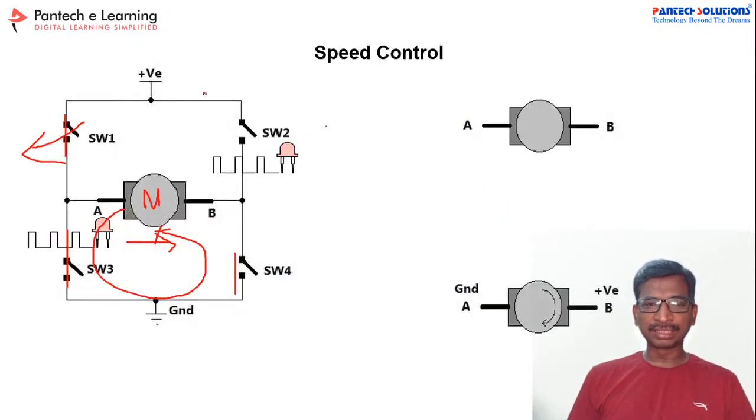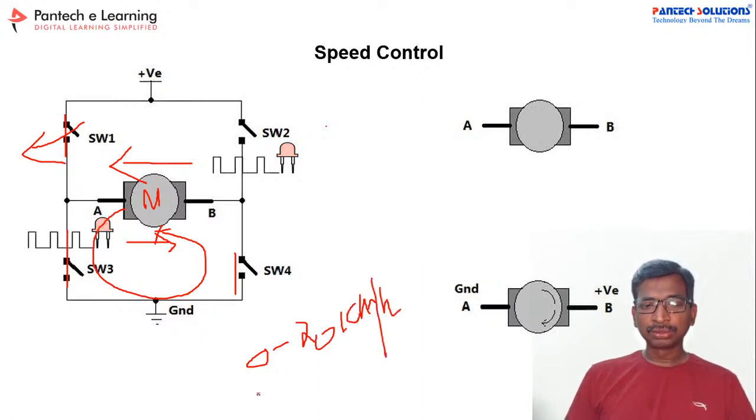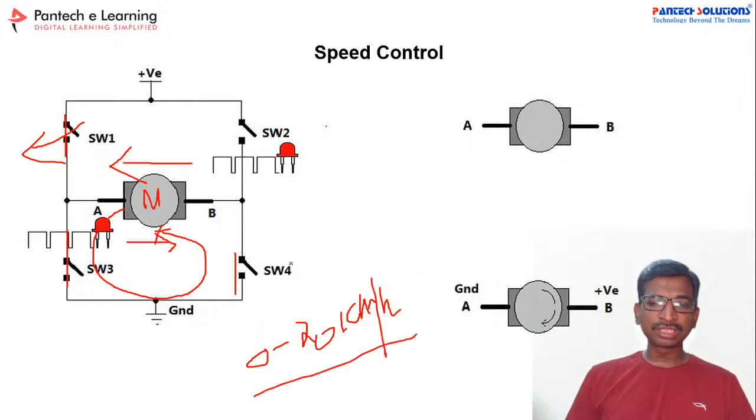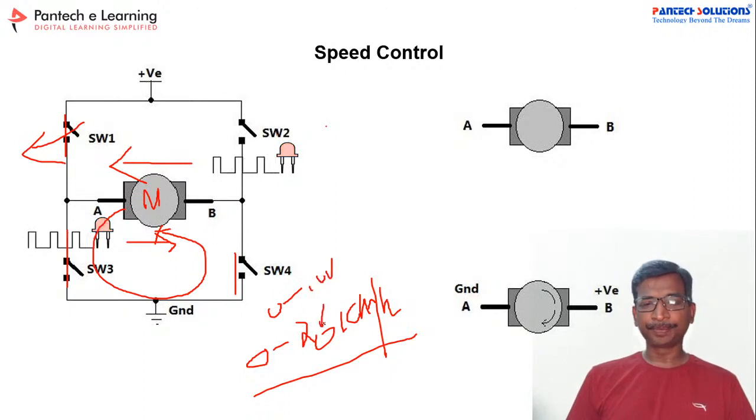Similarly, for the reverse mechanism, you have to turn on switch 2 and then switch 3. In that case, the motor will rotate in the reverse direction, and by changing the pulse width, we can vary the speed. So our ultimate speed is 0 to 20 kilometer per hour, right? In that case, if we change the motor speed from 0 to 100 rpm, then we can achieve this speed.